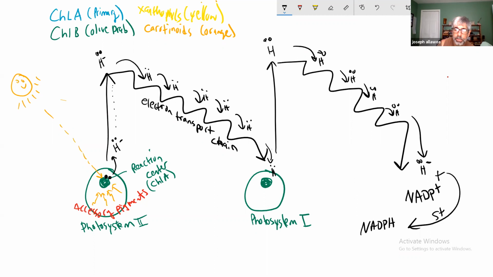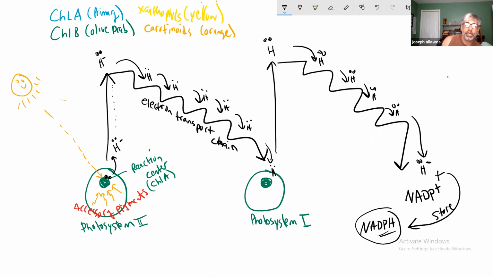We are storing energy, right? We're forming a chemical bond between the hydrogen and this ion. And guess what? We just stored chemical energy in the form of NADPH. We did exactly what we said we were going to do. We converted light energy to chemical energy. Okay. Now, a couple of other things.